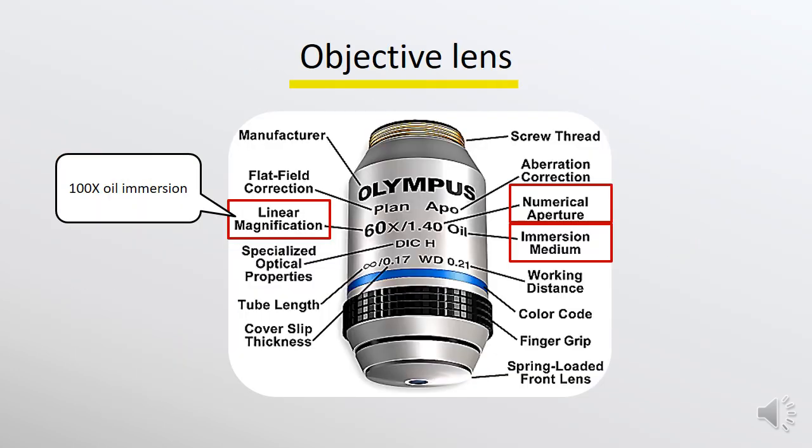Okay, this is an example of an objective lens. The numerical aperture you can usually find here. Apart from that, another important thing you should know about the objective lens is the magnification and immersion medium. For your practical one, you have to remember that 100 times is for oil immersion, and you will see oil written here. Which means for the 100 times you must use oil as a medium.